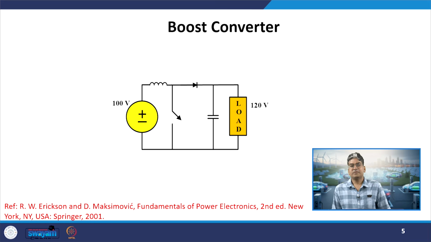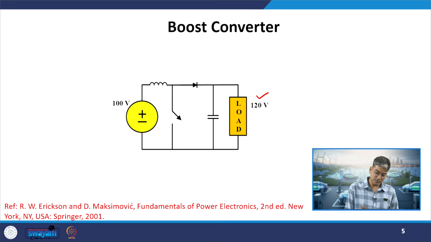Now in the buck converter circuit, what was the relation between input and output? We have seen that it is always less than my input voltage. Suppose I want in an application that my output voltage should be somewhat higher than my input voltage. Okay, the simplest solution for us is the boost converter.